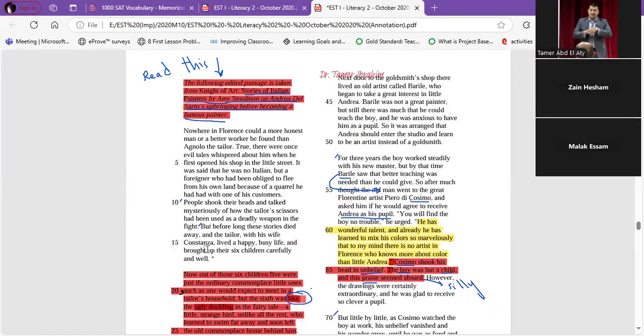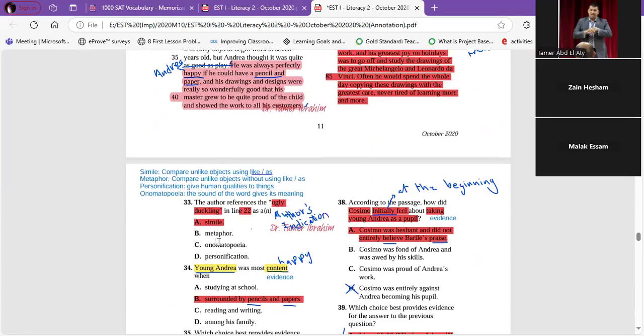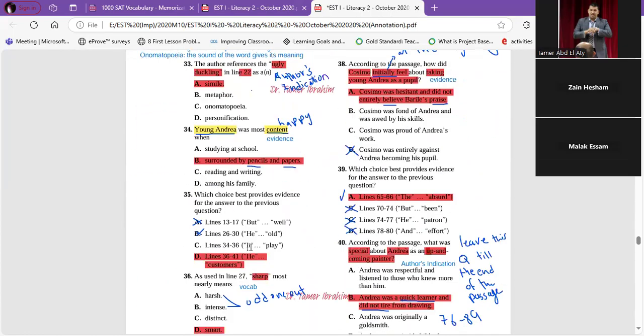From but till well. The problem is that there is but, so let's take a sentence before. People shook their heads and talked mysteriously of how the tailor's scissors had been used as a deadly weapon in the fight. But before long, these stories died away, and the tailor, with his wife, Constanza, lived a happy, busy life and brought up their 6 children carefully and well. Nothing here talks about young Andrea when he was happy.